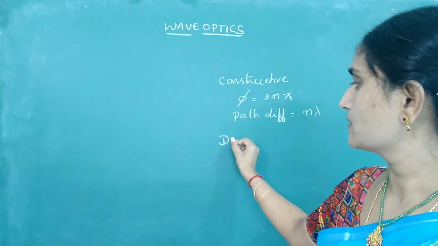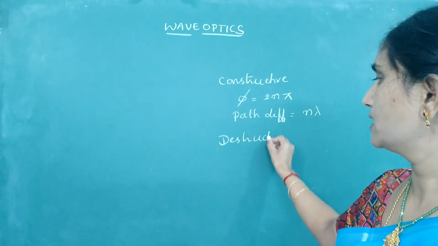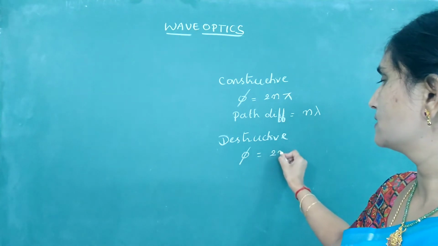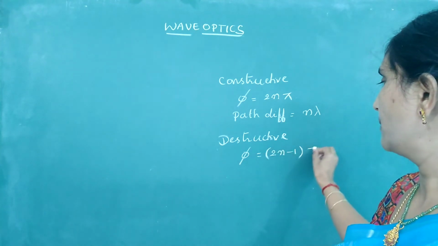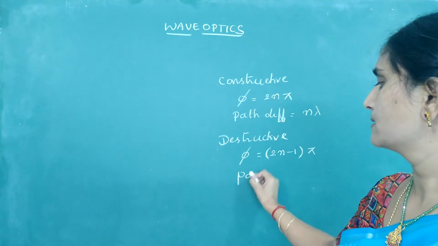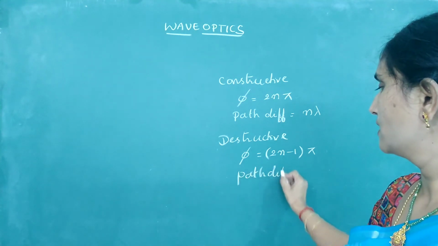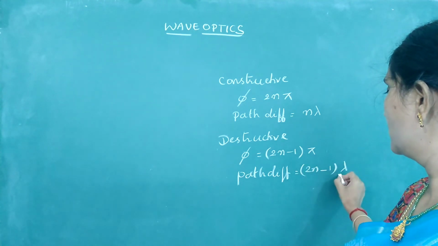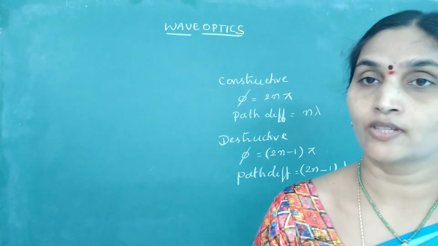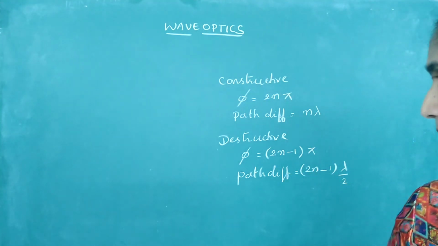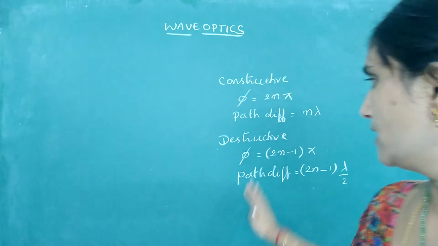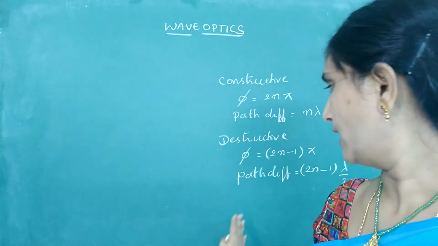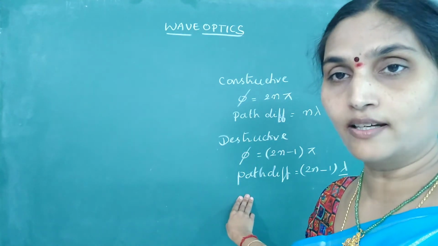And for destructive interference, what are the conditions? Phase difference between the two interfering waves should be (2n minus 1) pi, or path difference, what should the path difference be? (2n minus 1) lambda divided by 2. So these are the two conditions we have discussed. And when the two sources are coherent, if the constructive interference condition is satisfied, that leads to a bright fringe, and if destructive interference is satisfied, it leads to a dark fringe.